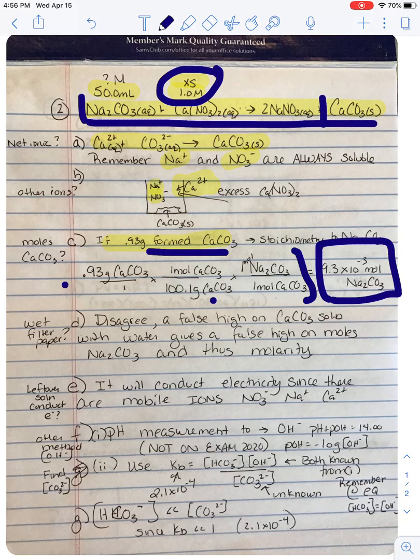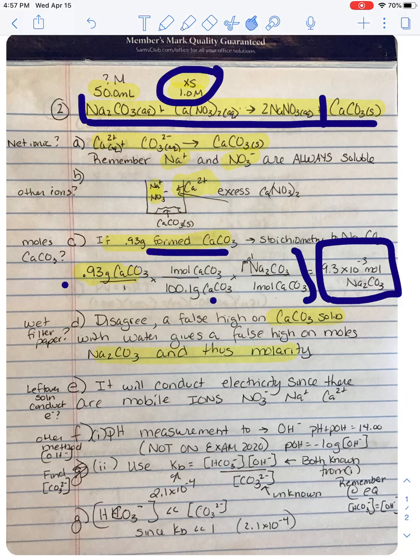And then the next question was, do you agree or disagree on whether, if you have a wet filter paper, meaning your precipitate has water on it still, you will give a false high or a false low on the concentration? The student said that it would be a false low. My answer is I disagree, because if you have water on the CaCO3 solid precipitate on the filter paper, it's going to give you a reading greater than 0.93, which is going to give you a greater amount of moles, which is going to give you a false high on moles and thus molarity.